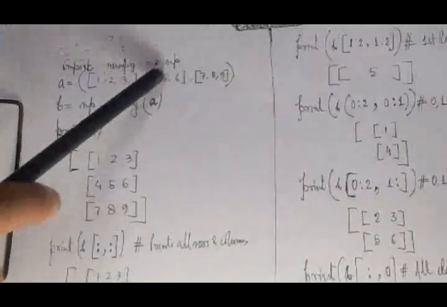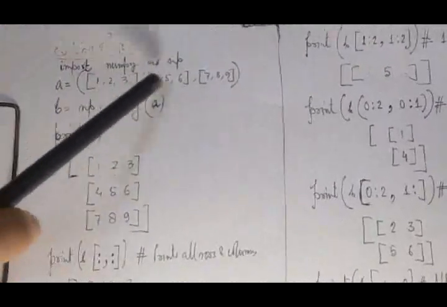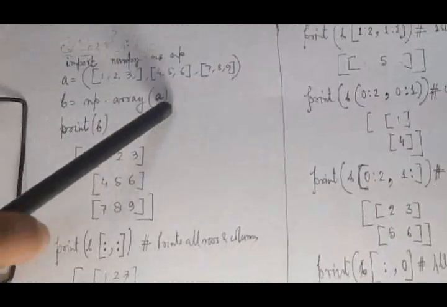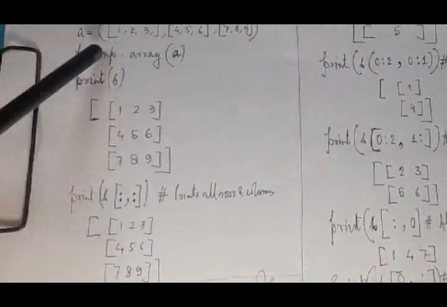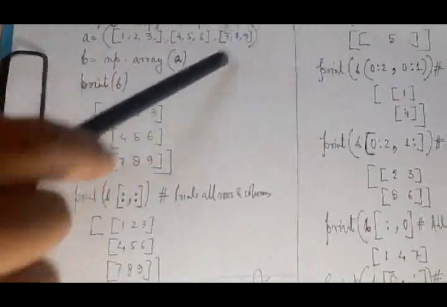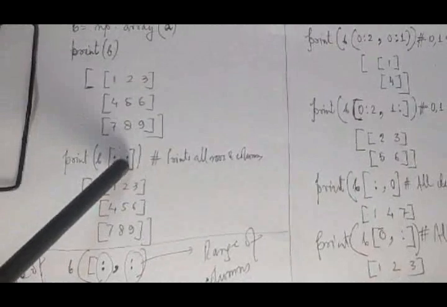A is a list of values, a nested list, then you make an array of A and assign it to B, and you print B. So it prints 1, 2, 3, 4, 5, 6 and 7, 8, 9. So that is the output. Now print B[:, :].